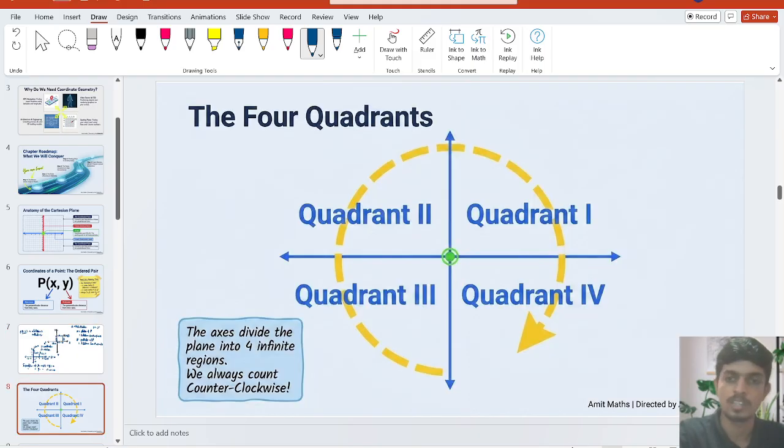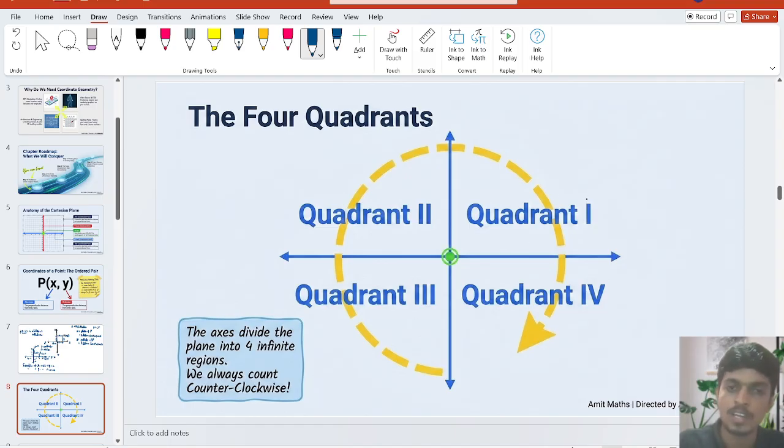Coming to the next point: what are the 4 quadrants? The axes divide the plane into 4 infinite regions. Here this is 1, 2, 3, 4. They are infinite regions because the arrows show that the axes extend to infinity. We always count counterclockwise.